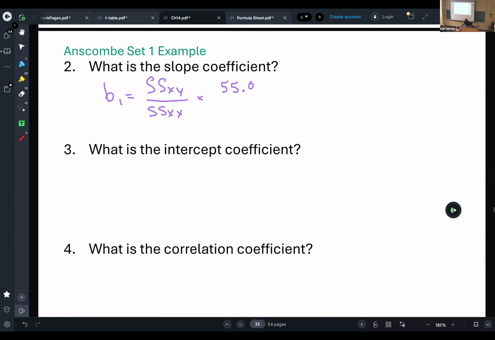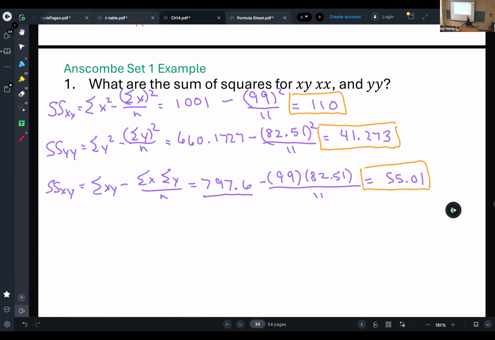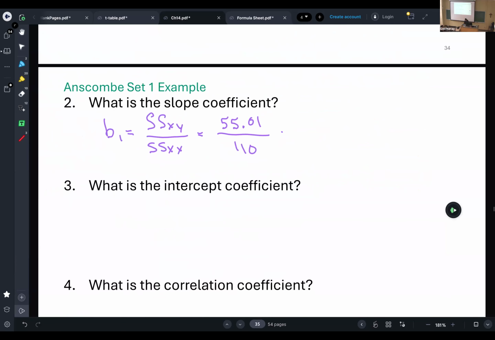So 55.01 over 110. Right, you just take 55.01 and divide it by 110 from here. And we should get, which is half, right? It's just a half. So we will do that, 0.5.